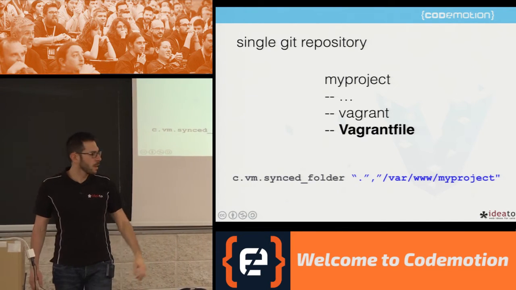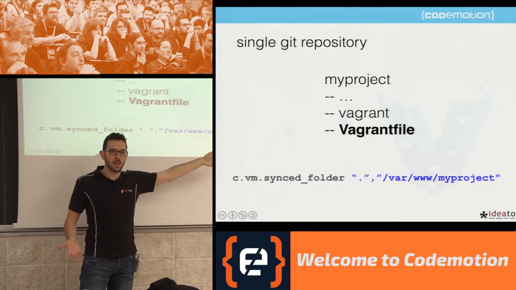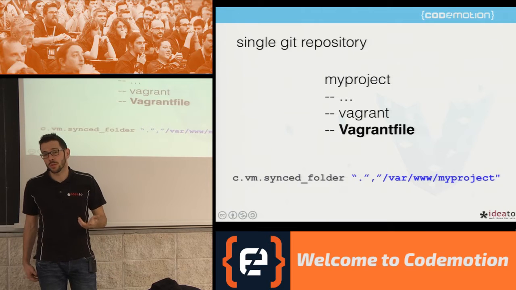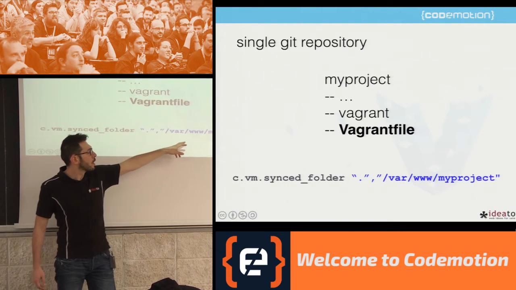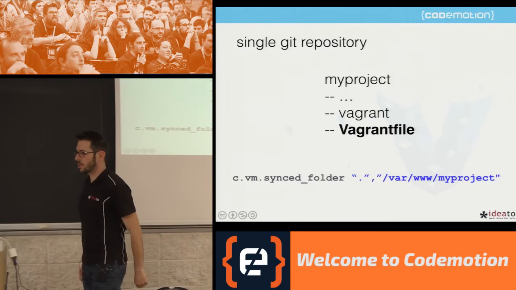In this way, you can share just the current directory wherever you want inside the virtual machine. In this case, we are talking about web projects, so we're going to share the My Project directory in the www directory in the virtual machine.